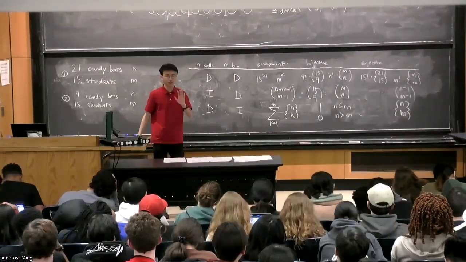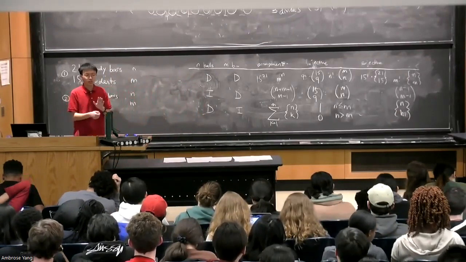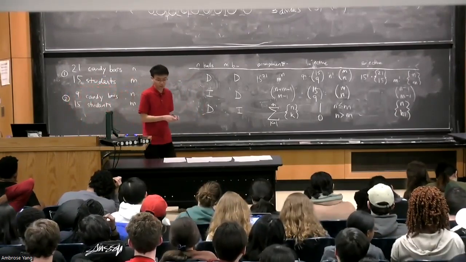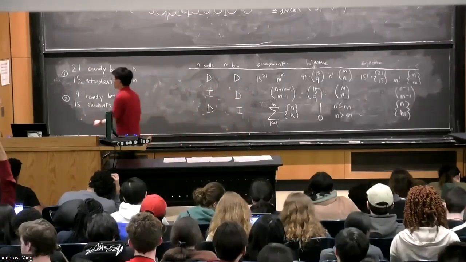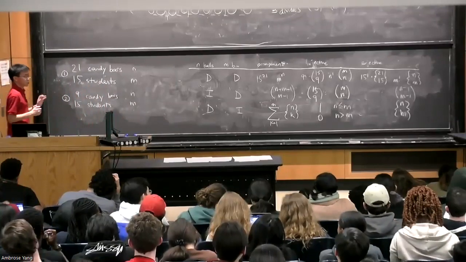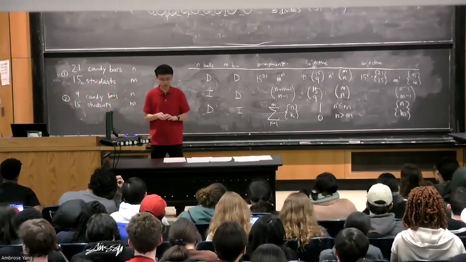I want to spend just a little bit of time talking about a combinatorial proof and also the principle of inclusion-exclusion, and then we'll go and do some probability.